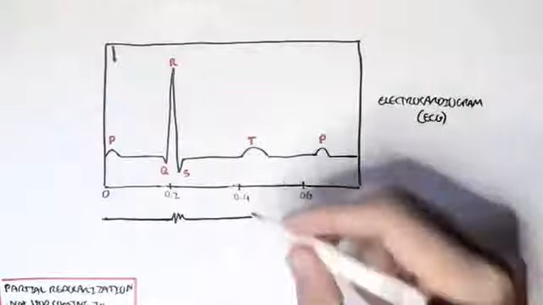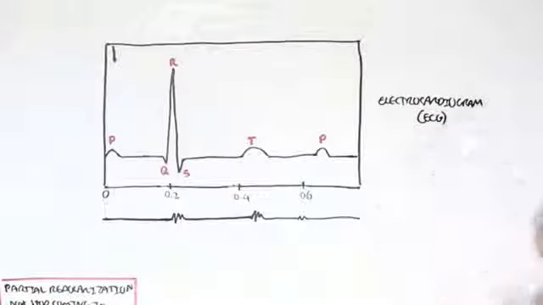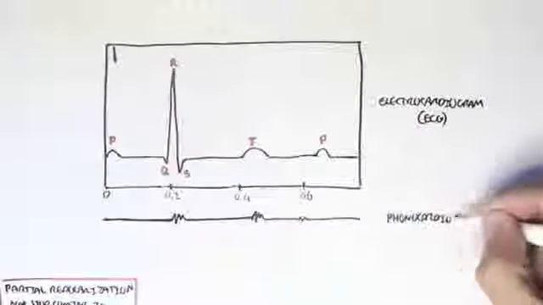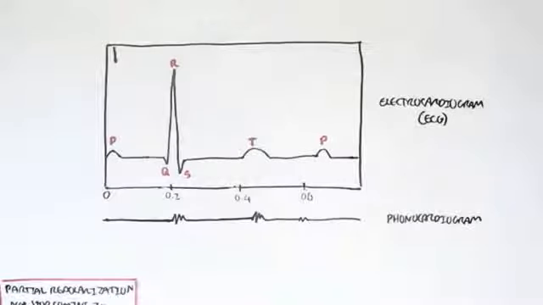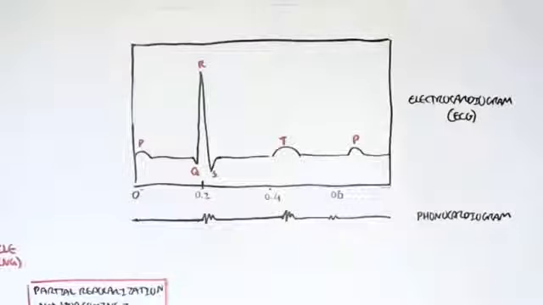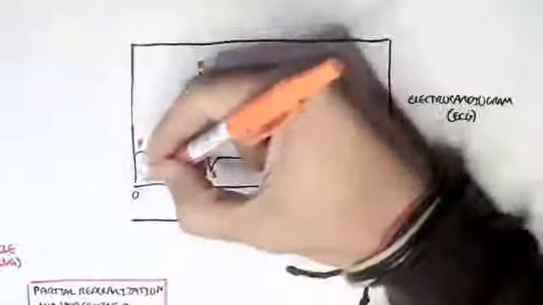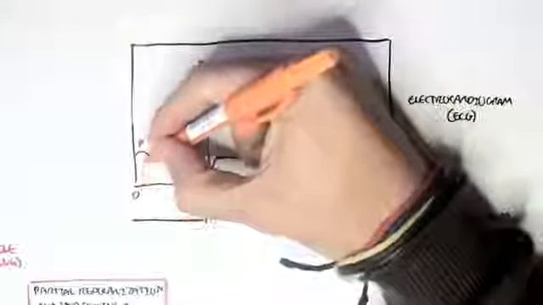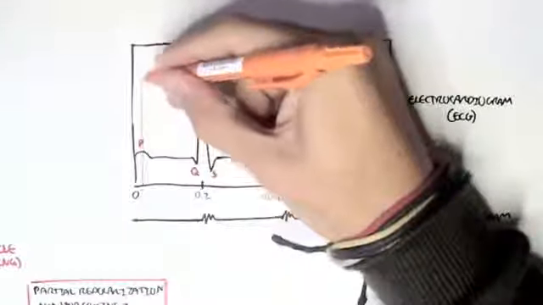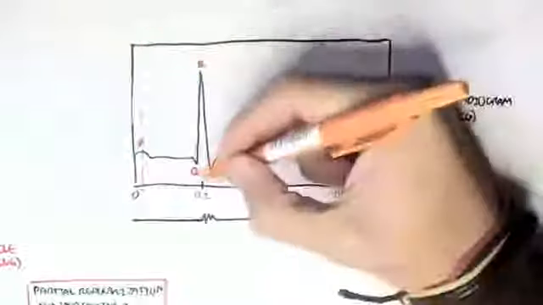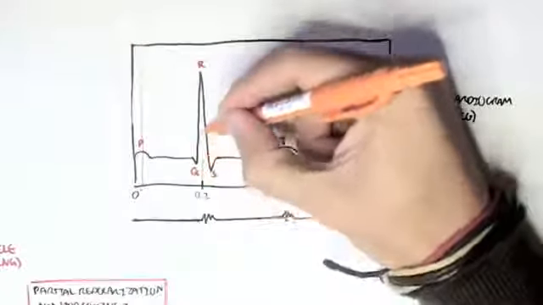Now, you know when the heart makes a sound when it beats? Well, it occurs at the tip of R and T. And we can visually see these heart sounds through a phonocardiogram. That's what it's called. Now, anyway, let's have a look at this ECG, electrocardiogram.